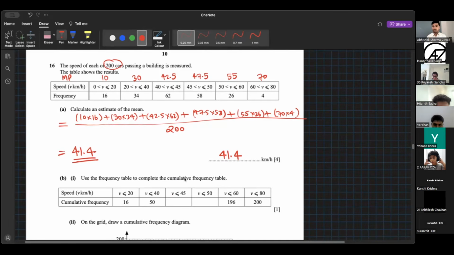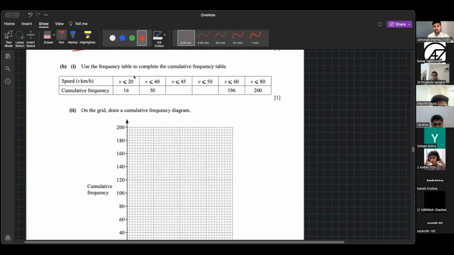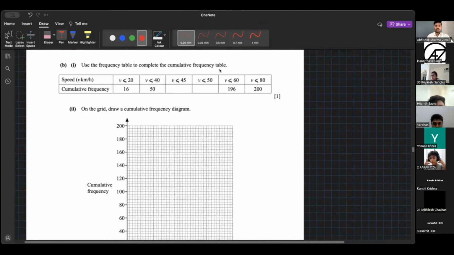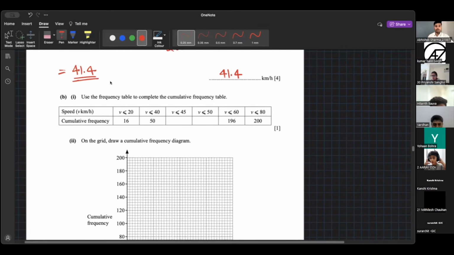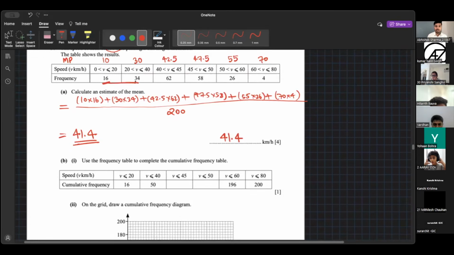Before moving ahead, any questions, any doubts, anyone? No. Okay. Second part, it says use the frequency table to complete the cumulative frequency table. So this is cumulative frequency. We already know the frequency. The first one is 16. Second is 16 plus 34, that is 50. Third one is 50 plus 62, that is 112 here.